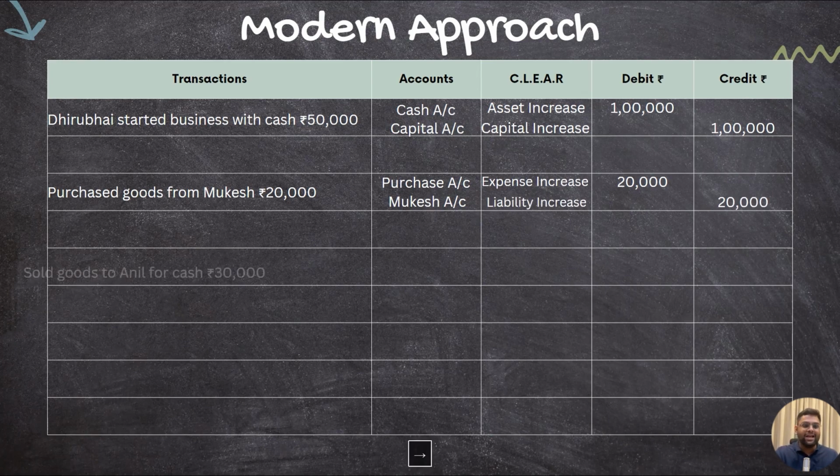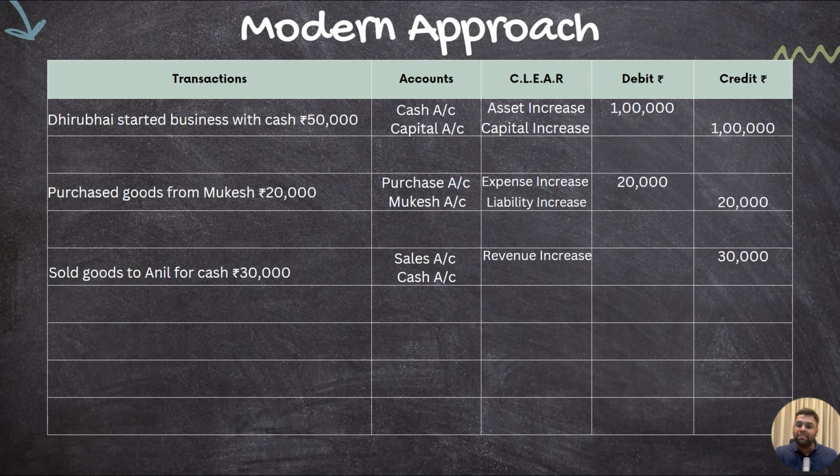Transaction number 3. Sold goods to Anil for cash rupees 30,000. The two relevant accounts here are sales account and cash account. Sales is the business revenue. Revenue increase is credit. And when you sell goods, cash comes in. So, cash account will be debited because asset increase is debit.